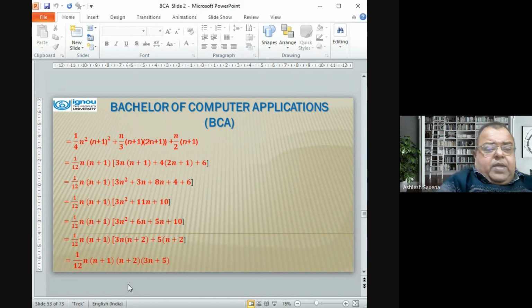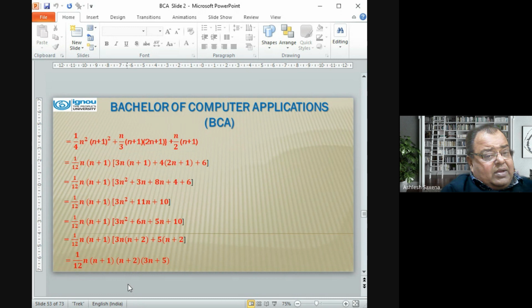Now open up the bracket. Don't touch the first factors. Open up the bracket. That will be 3n squared plus 3n plus 8n plus 4 plus 6. Add the numbers. You will get 3n squared plus 11n plus 10, and this is again a quadratic expression. So 3 into 10 will be 30. You want 11. 11 can come from 6 and 5. When you add them, you get 11.